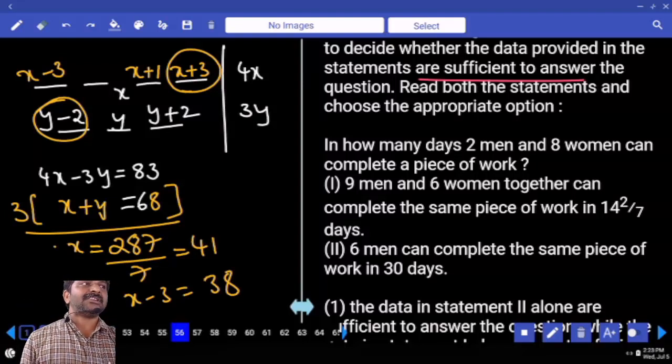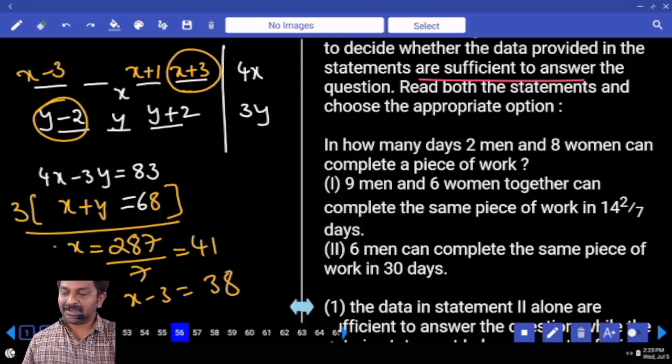We need the efficiency ratio between men and women, that is one data. And also regarding total work, how many men can complete it in how many days, or how many women complete it in how many days. This is the second information required. If you have these two, then we can answer the question.